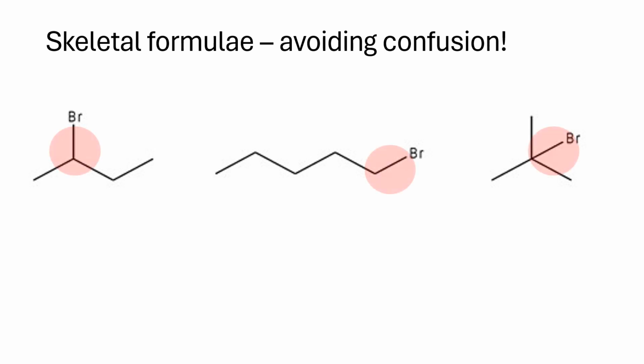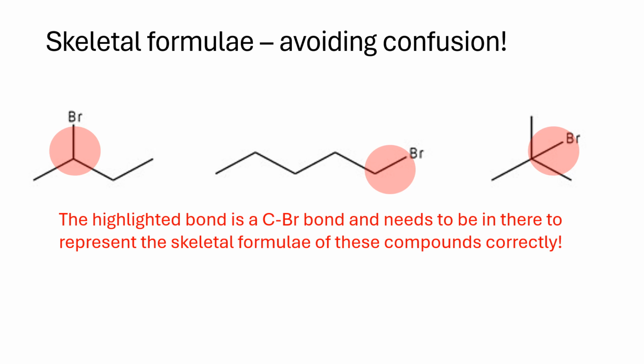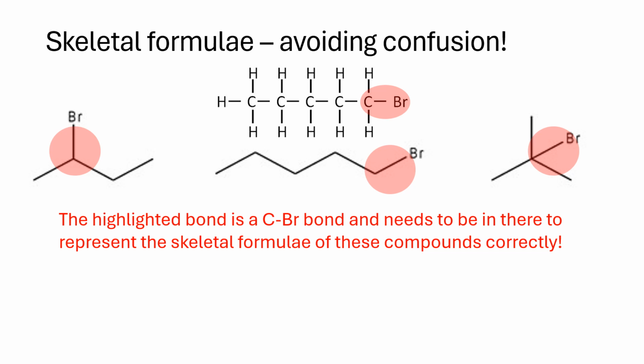It's really important to make sure, particularly if you've got substituents, that you actually have the bond in there. So the highlighted bond is a C single bond bromine, and it needs to be in there to represent the skeletal formula of these compounds correctly. So if I drew the displayed formula of the second compound, which is 1-bromopentane, you can see that the highlighted bond in the displayed formula matches the highlighted bond in the skeletal formula.